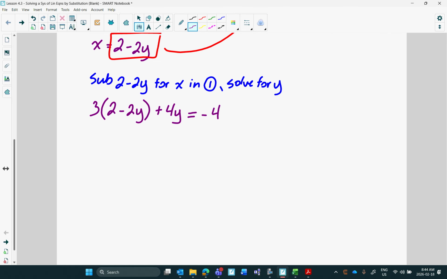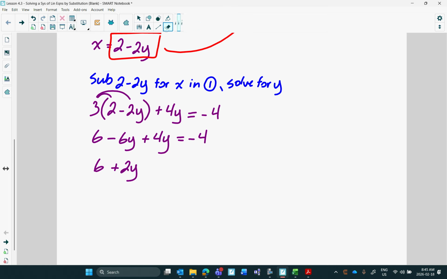And this is equation solving from last year. What's the first thing I do to start solving? Simplify. So let's get rid of the parentheses first. Multiply everything inside by 3, and what do I get? 6 minus 6y, and then plus 4y equals negative 4. Can I keep simplifying? Yeah, I can combine the y's. What's minus 6y plus 4y? Plus 2y, minus 2y, pardon me.